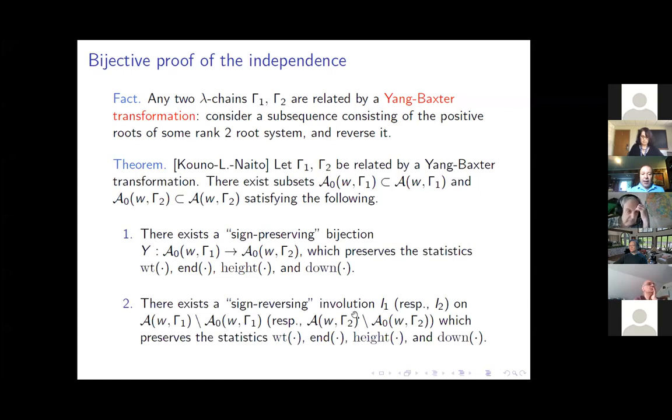And then on the complements of these sets A0, on each of the 2 complements, there is a sign reversing involution, which also preserves the statistics. So the corresponding terms will cancel out. So this automatically says that when you do the generating function, because we have this bijection and the other terms cancel out, the generating functions will be equal to each other.